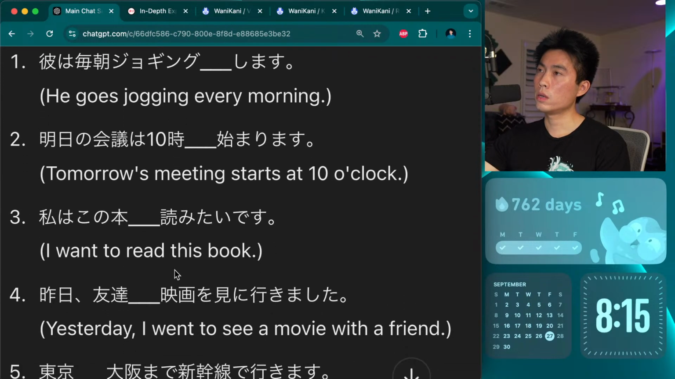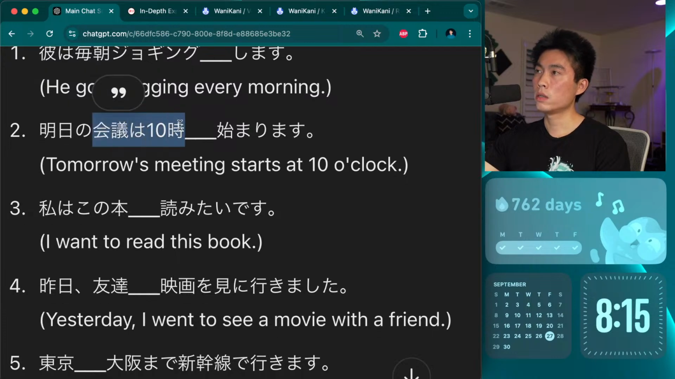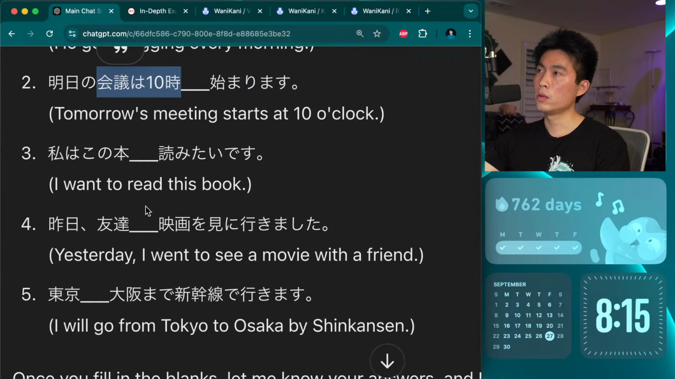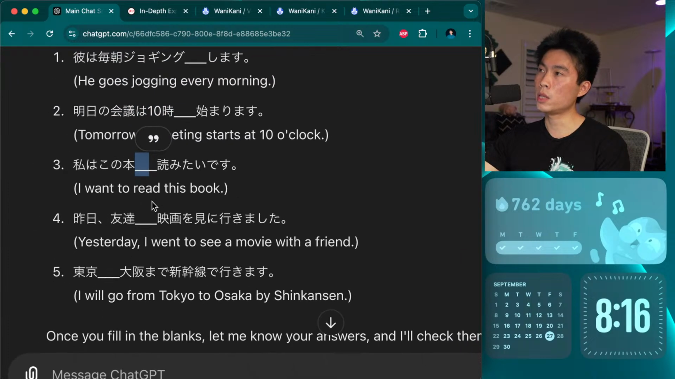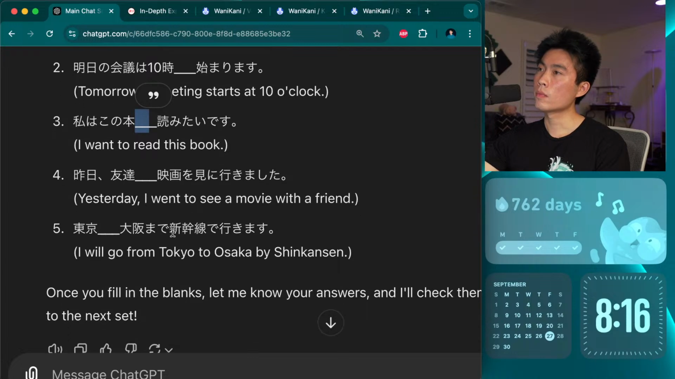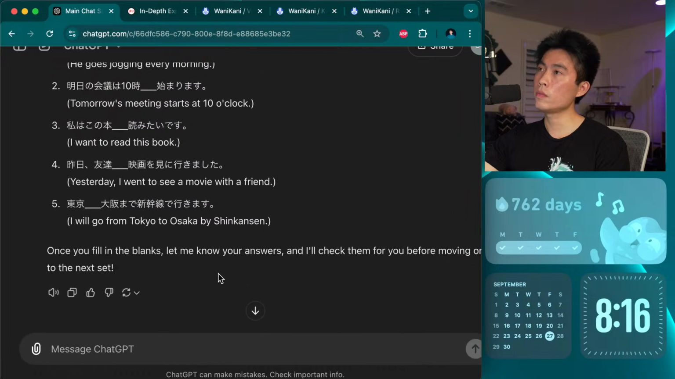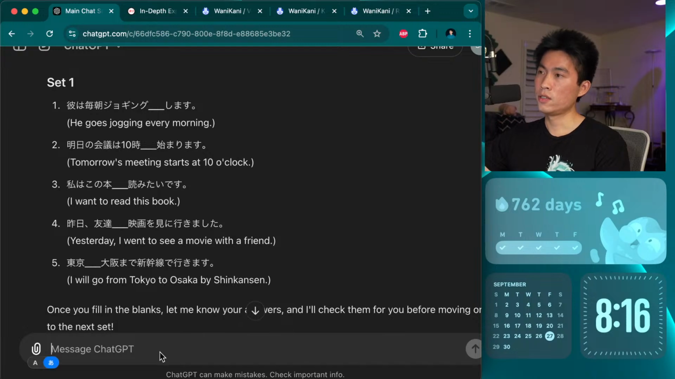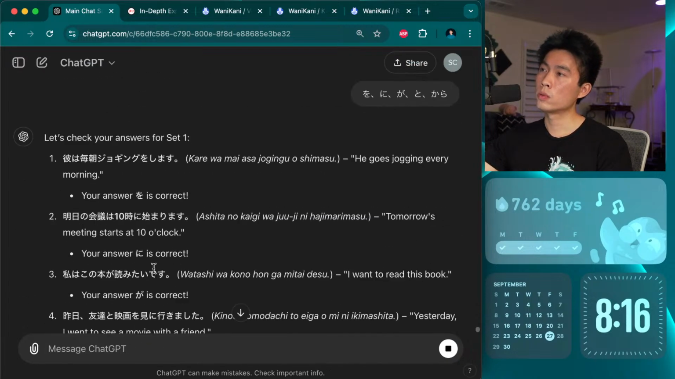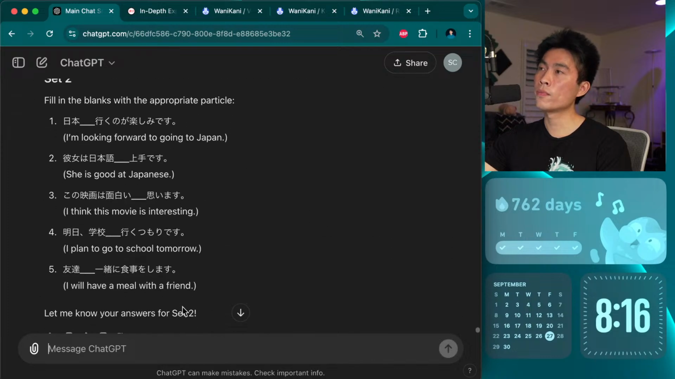Okay, ジョギングを明日の会議は10時に私はこの本を or I guess in this case it's がこの本が見たいです読みたいです。And then 昨日友達と京都 What's this again? まで大阪京都から大阪まで新幹線で行きます。OK. Is that really the hardest? Okay, let's just do this in Japanese. O ni ga to kara. Right here, set 2. Yeah, this is way too simple.